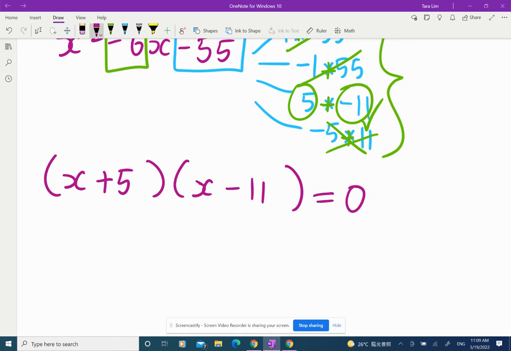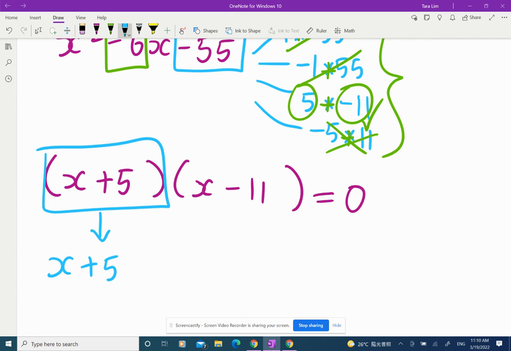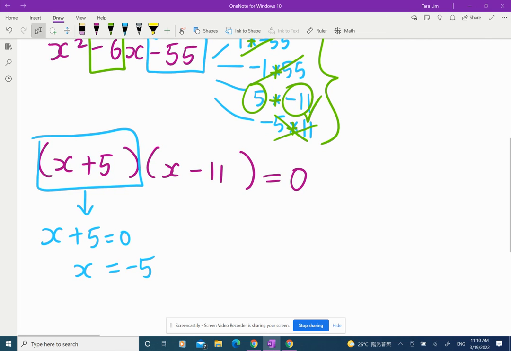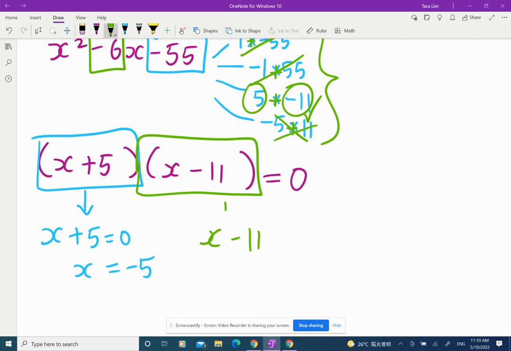Because if something times something is equal to 0, we know that one of them has to be 0. So for the first one, x plus 5: if x plus 5 is equal to 0, we know that x is equal to negative 5. Now we have x minus 11. If x minus 11 is equal to 0, then x is going to be positive 11.